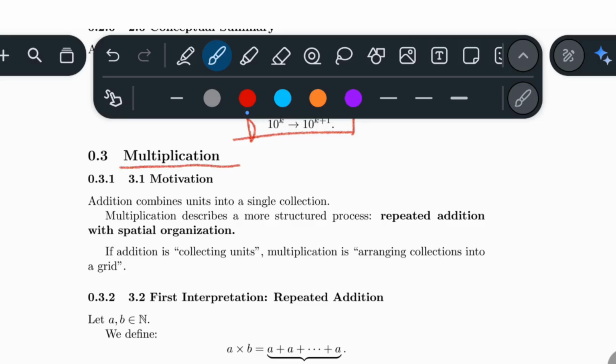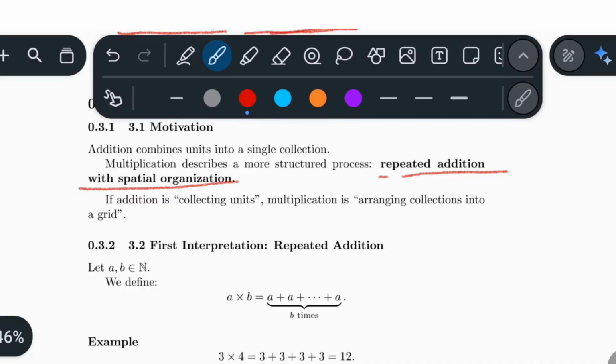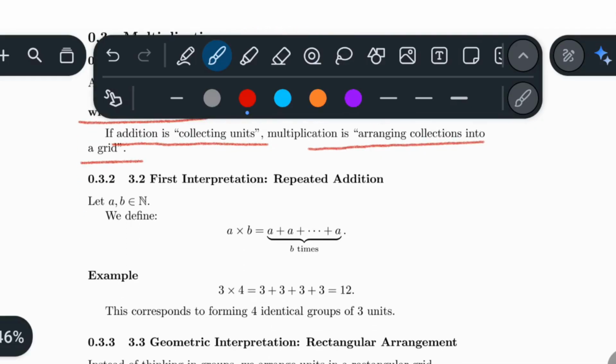Multiplication. What does it mean by multiplication? Addition combines units into a single collection. Multiplication describes a more structural process, repeated addition with spatial organization. Addition is a collection of units, and multiplication is an arrangement of collections into a grid. Let's say you have to arrange 3 dots into 4 places. Sorry, there are 3 dots and there is another 3 dots.